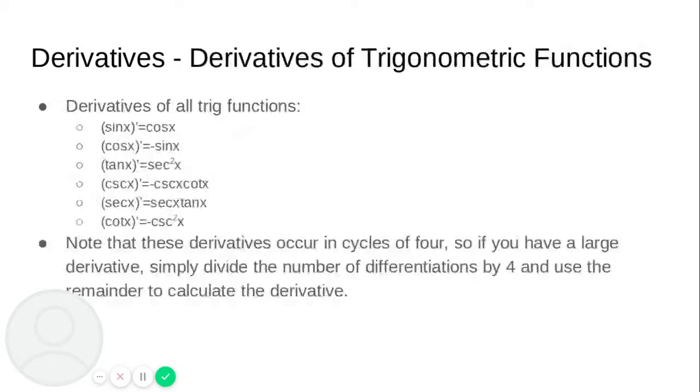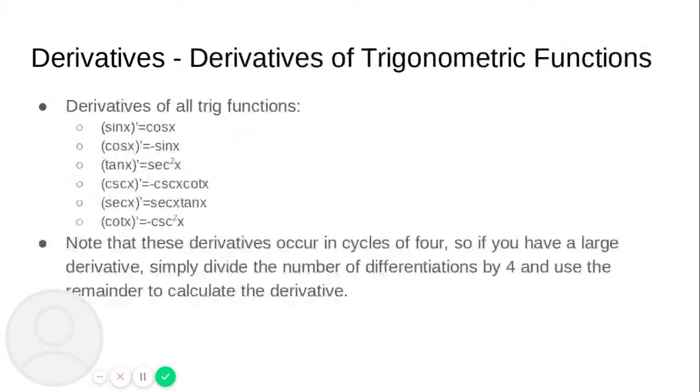So here are just some derivatives of trig functions. These are just the first derivatives. The derivative of sine x is cos x. The derivative of cos x is negative sine x. The derivative of tan x is secant squared x. The derivative of cosecant x is equal to negative cosecant x times cotangent x. The derivative of secant x is secant x tan x. And the derivative of cotangent x is negative cosecant squared x.